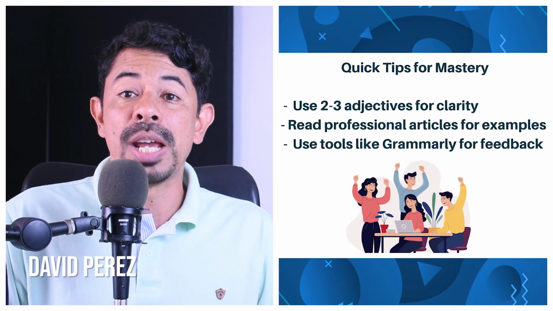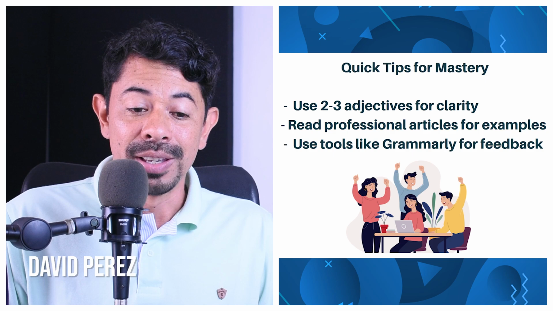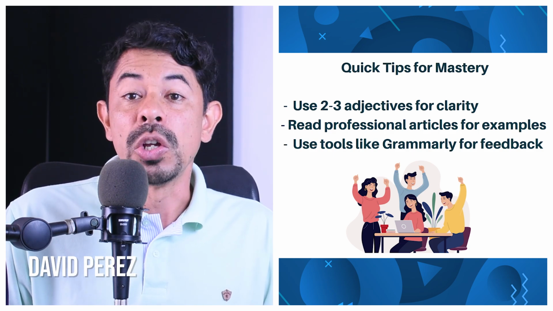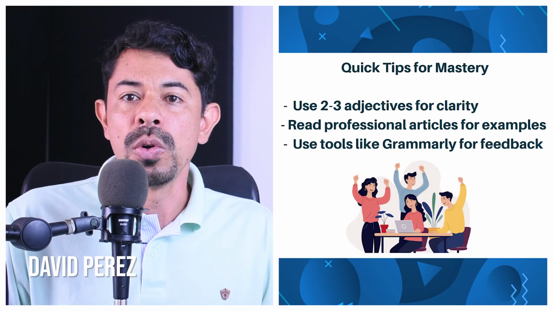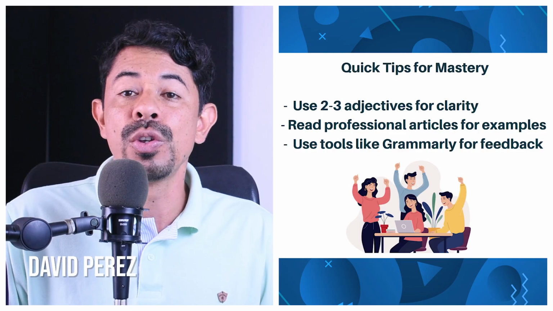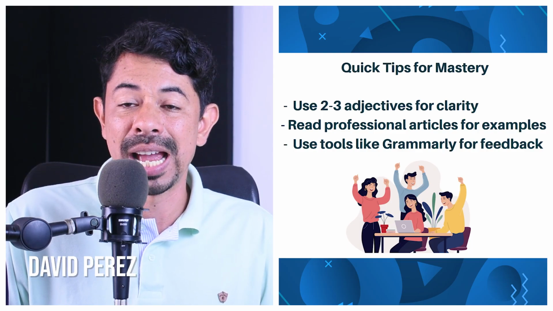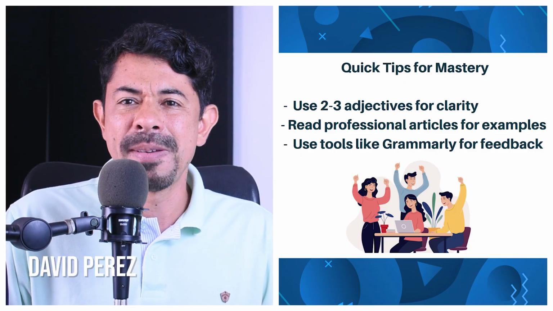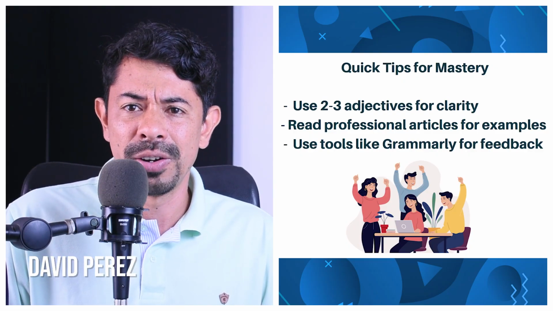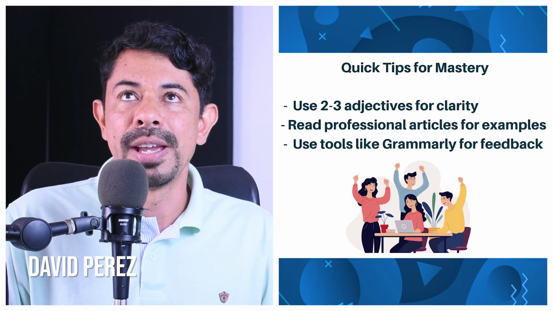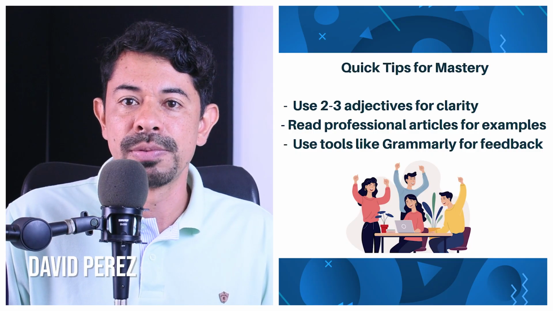Okay, a few tips for using adjectives better. The first tip is use 2 or 3 adjectives maximum. Don't use more than 3 adjectives at a time for clarity's sake. If you use more, it is going to be very complicated to express a clear idea. So, if possible, try to limit the number of characteristics or adjectives to 3.